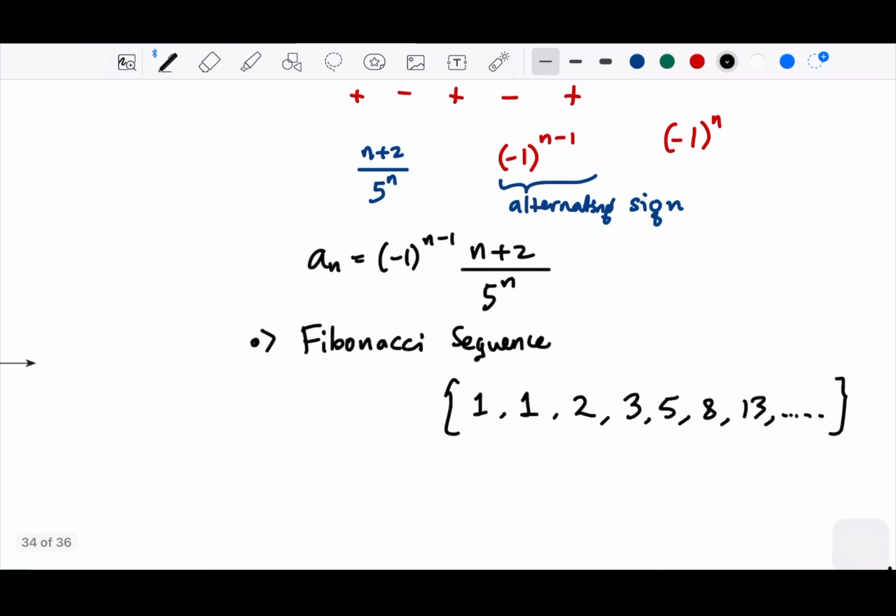So we define, and then assume the first term is 1, the second term is 1, and then the general formula. And we start with the 3. We start with n equal 3.